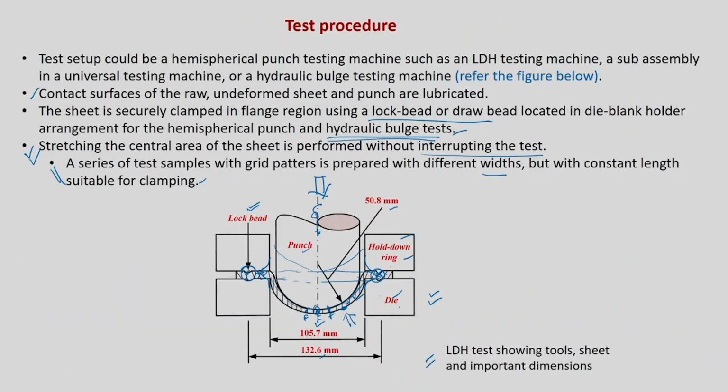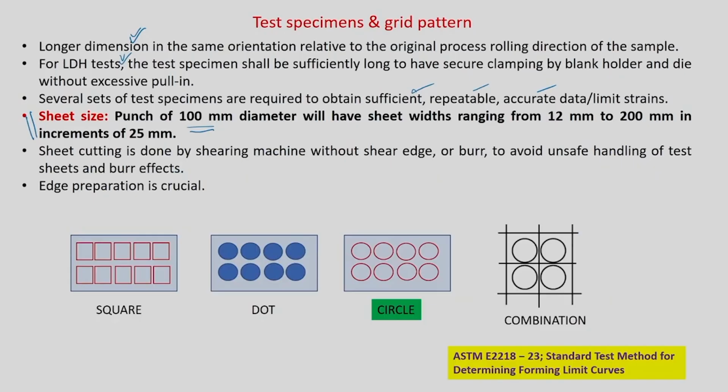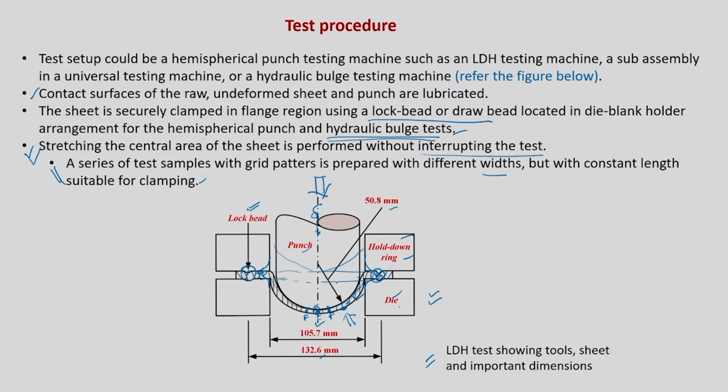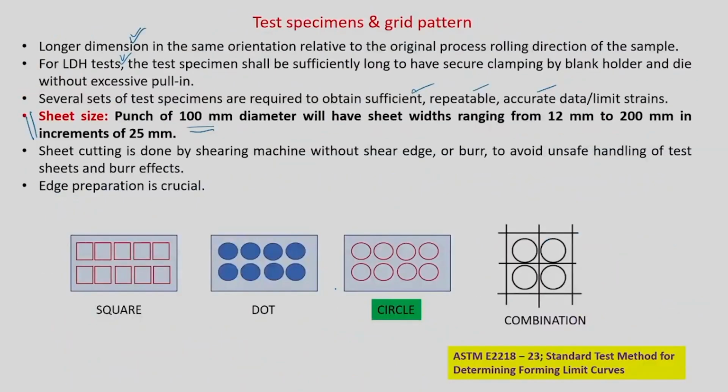50.8, isn't it? So if you use a punch of 100 mm diameter, I have shown this is a radius, 50.8 mm radius. So if you use 100 mm diameter, we will have a sheet width ranging from 12 mm to 200 mm. That means the negative minor strain will have 12 mm width and the positive minor strain will be about 200 mm in width, at increments of 25 mm, you can say. So that many number of widths you can use.